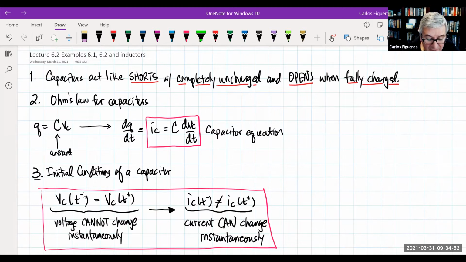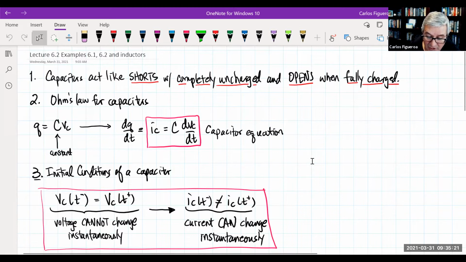Then I said that there is sort of an Ohm's law for capacitors, and we start with the capacitance equation, and then we take the derivative of that, understanding that only the capacitance is constant. So the current and the derivative of the voltage with respect to time gives us the capacitor equation. Whenever I say capacitor equation in the future, I mean exactly this equation.